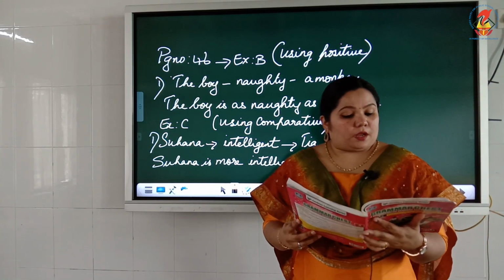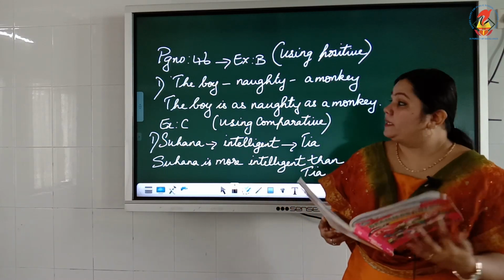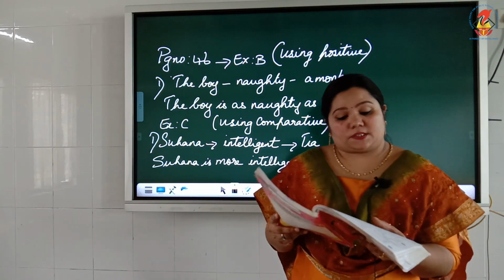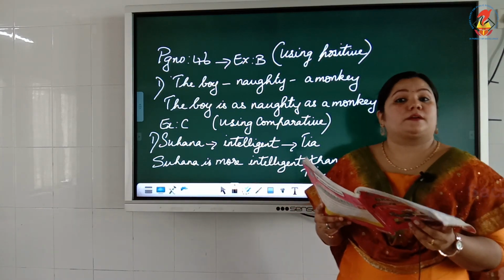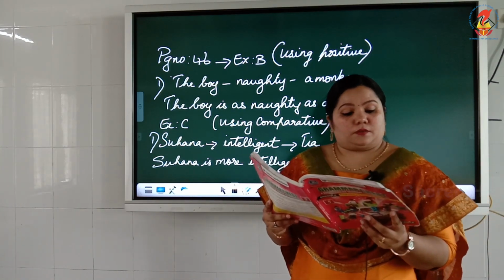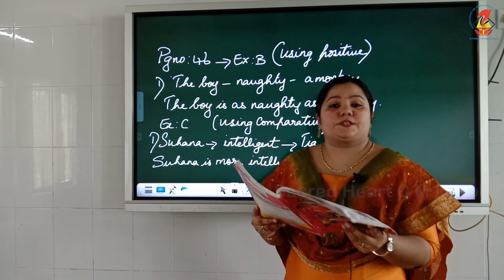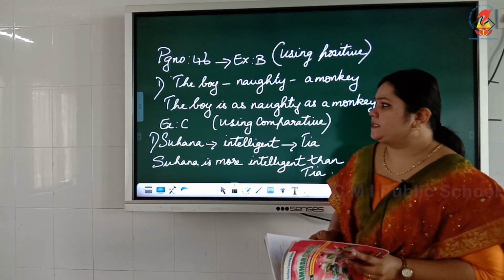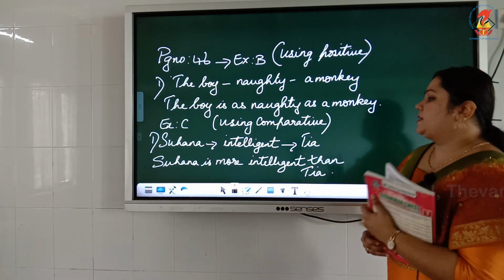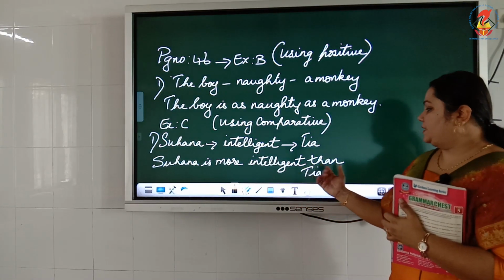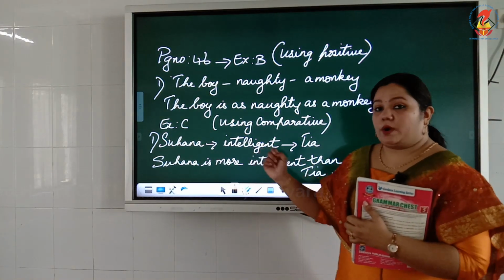Okay, now the next exercise. Using the following hints, you need to write sentences in the comparative degree. The first one given there is Suhana, intelligent, and Tia. Okay, let us see. So two girls are given here. So you write: Suhana is more intelligent than Tia, because the word intelligent is given there.